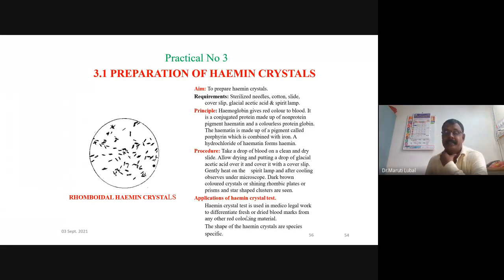star-shaped clusters are seen. What is the application? For the application of Hemin crystal test, where we can apply. The Hemin crystal test is used in medico-legal works to differentiate fresh or dried blood marks from any other red coloring material.